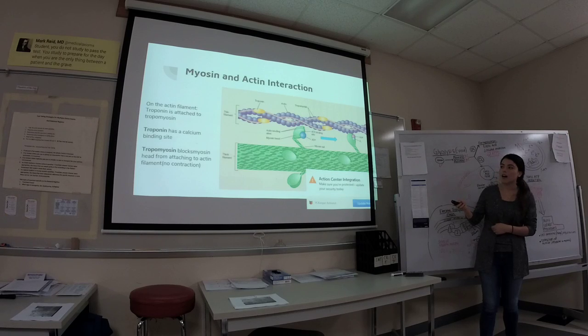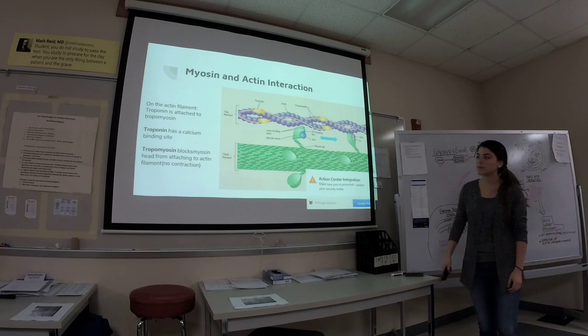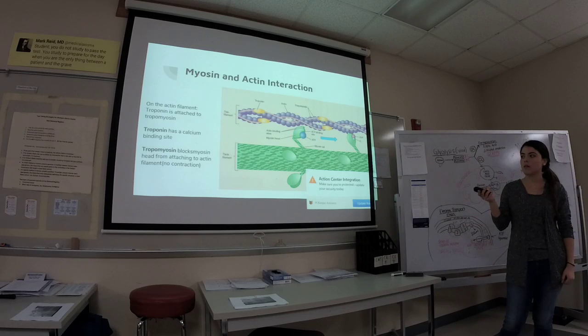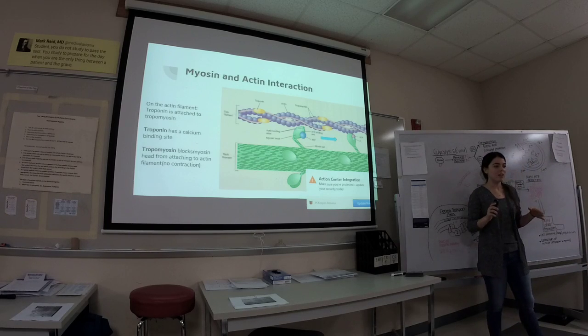Okay. So like I said here, troponin has a calcium binding site, and tropomyosin blocks the myosin head from attaching to actin. So that would cause no contraction. That's all I want you to know right now. Does that make sense? Yes.